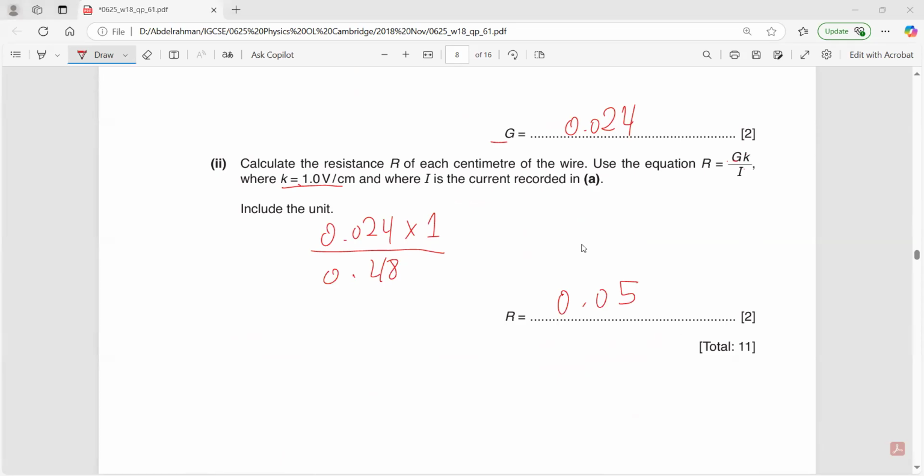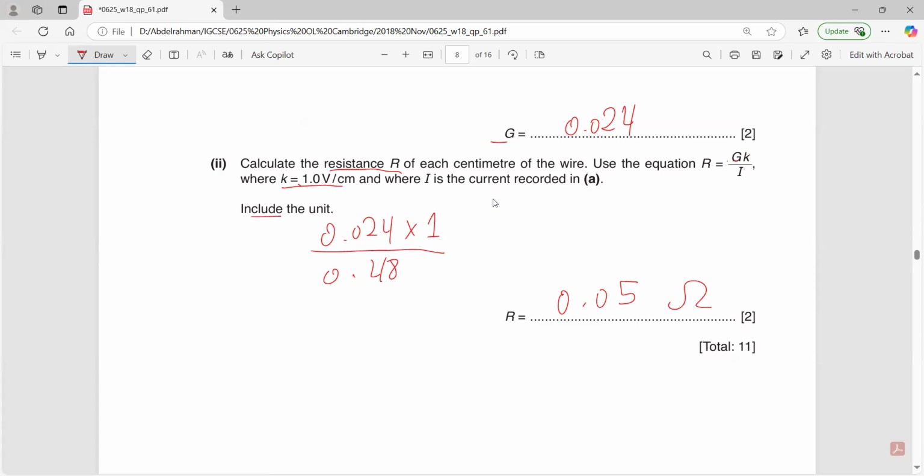What is the unit of the resistance? Calculate the resistance R. The unit of the resistance is ohms.